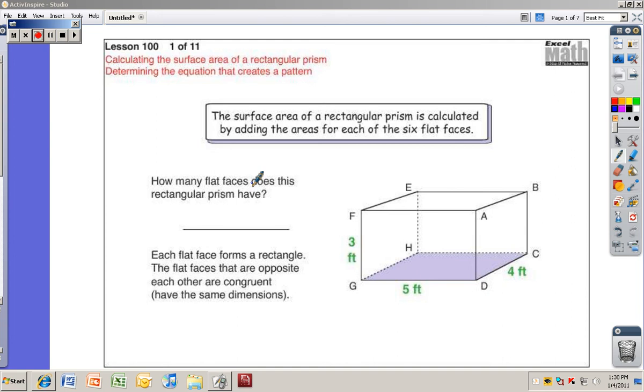Sixth grade Excel, lesson 100, and you're going to be learning about calculating the surface area of a rectangular prism. That would be how much wrapping paper you need to put on a box. That's the surface area. And determining the equation that creates a pattern.